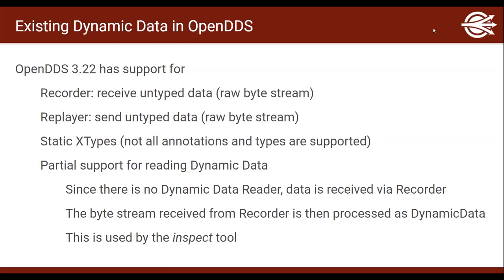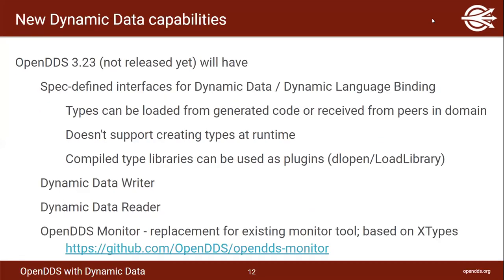All right, I think ready for the next slide. So the upcoming release, 3.23, as we've been talking about, extends the support for dynamic data and the related interfaces, specifically dynamic data writer and dynamic data reader. The big caveat on this is the types have to come from somewhere where the types are already defined, and that can be an existing type support library.